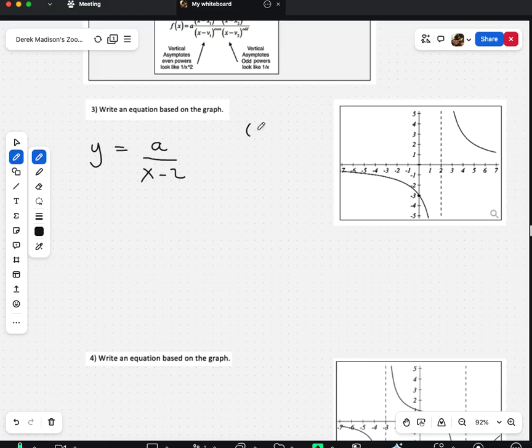So that y-intercept is when x is 0, y is negative 3. So we'll toss that into the equation and solve. So negative 3 equals a over, if this is 0, that would be negative 2. Multiply that up, it looks like a equals 6.